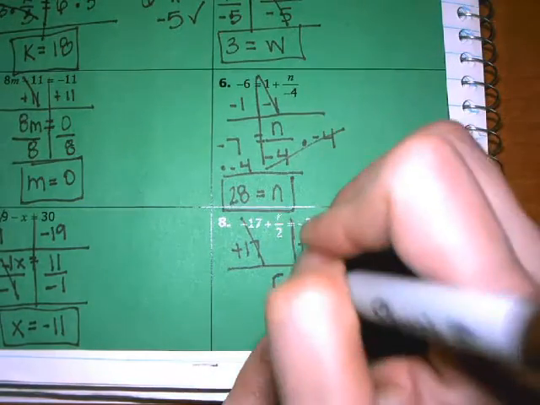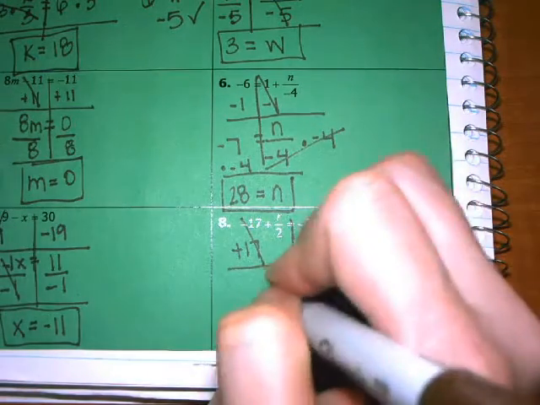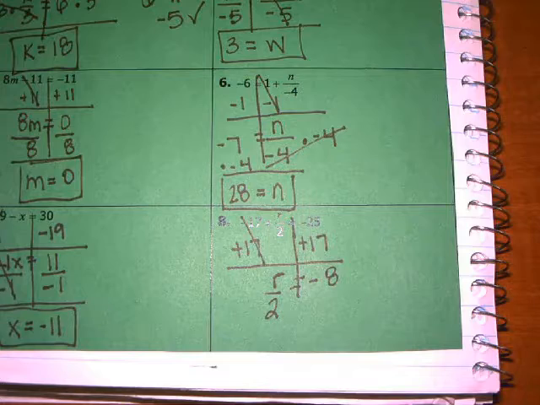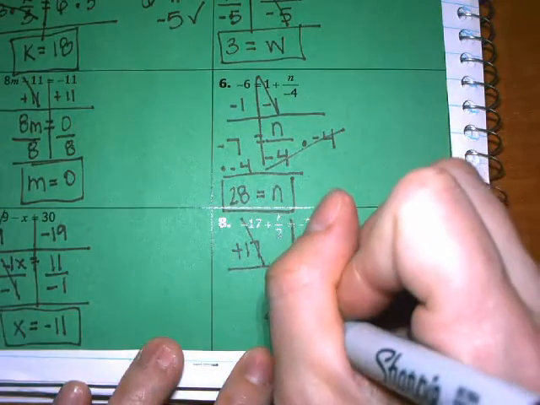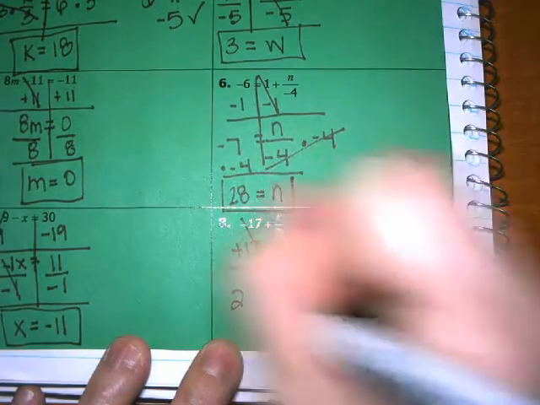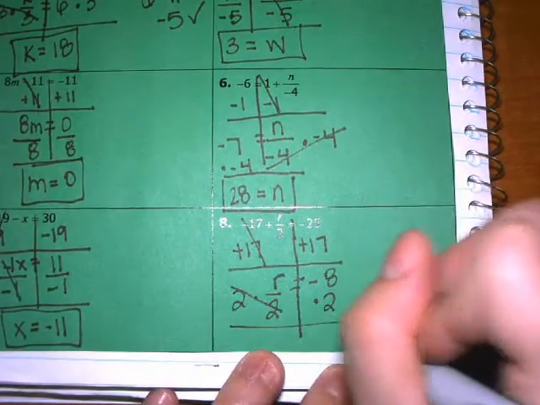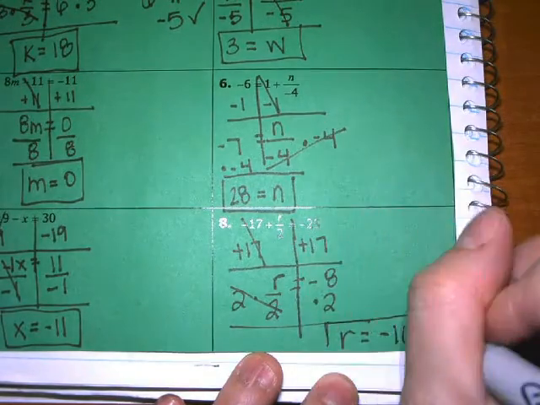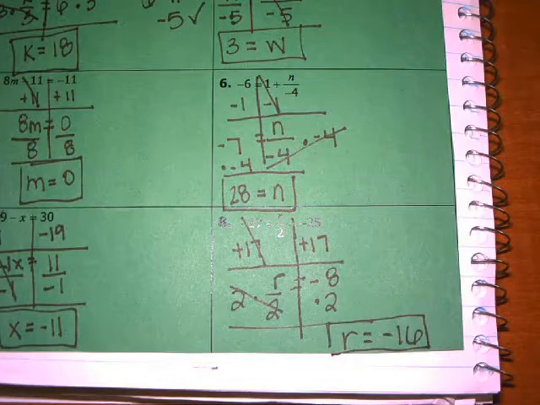Okay, but that's just this side. What's the other side? R over 2. So we are left with R over 2 equals a negative 20. What do I do now? Multiply them both by 2. So what's my answer, Leo? R equals a negative 16. Questions?